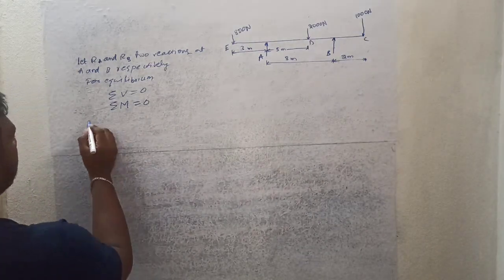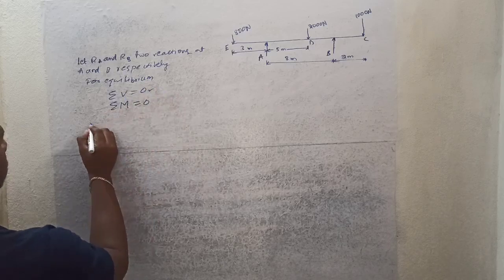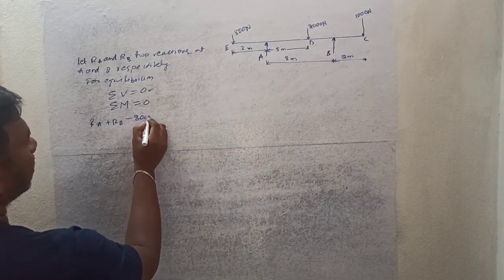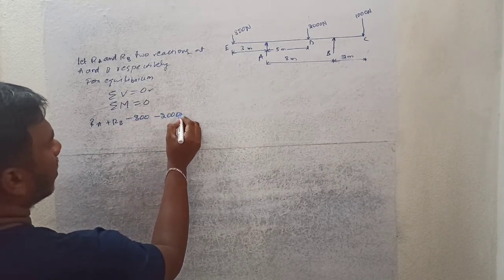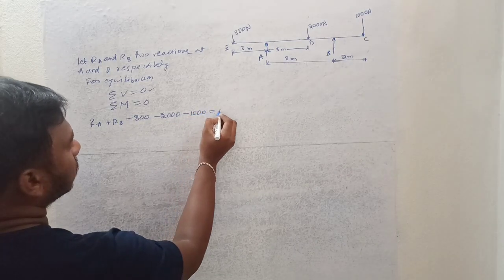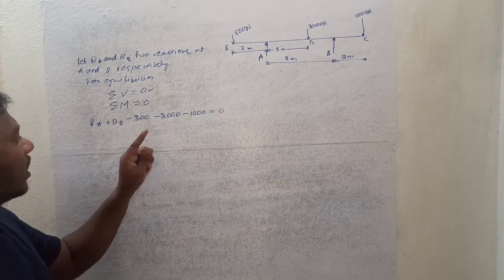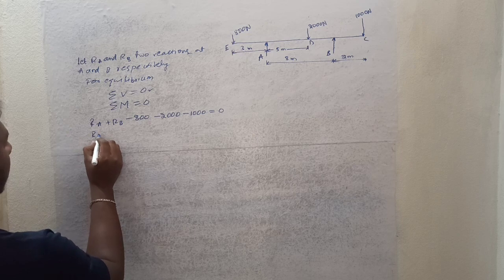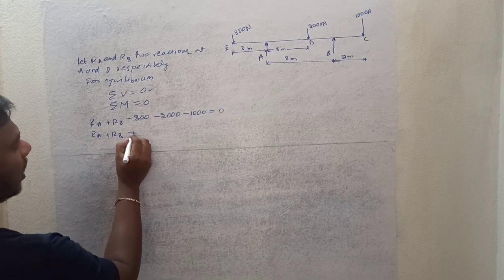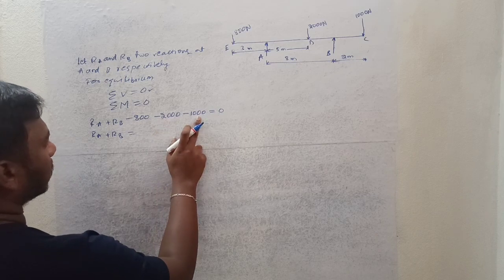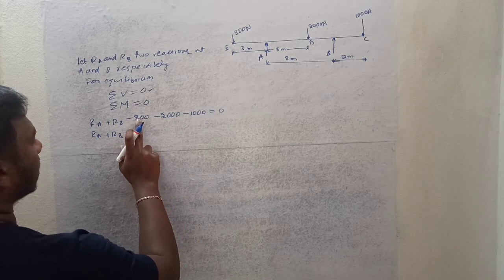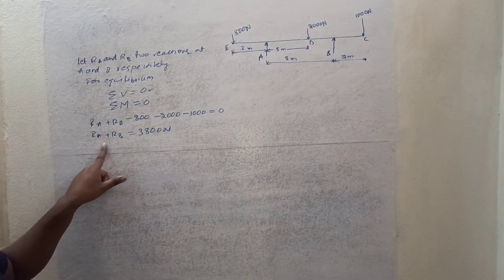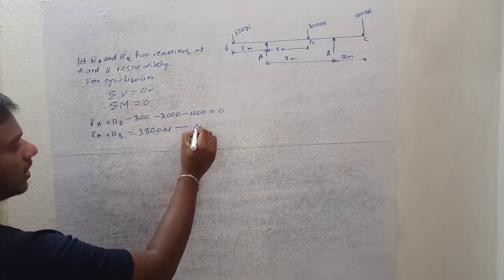So RA plus RB minus 800 minus 2000 minus 1000 is equal to 0. This means RA and RB are acting upward, and these three point loads are acting downward. So RA plus RB equals 2000 plus 1000, that is 3000, plus this 800, total 3800 newtons. RA plus RB should be equal to 3800 newtons.